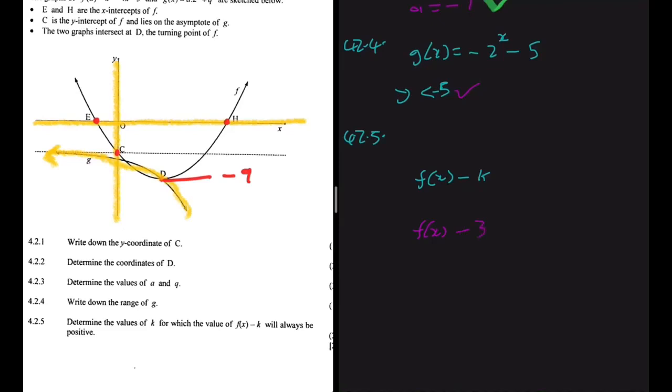Then we have to shift it more than 9 units up if we want our graph to always be positive, because if we shift it more than 9 units up, then it's going to be above the axis, so all the values will be positive. But the tricky thing here is that we have f of x minus k. So if k here is less than minus 9, then we will have shifted our graph enough units such that the entire function f of x is positive.